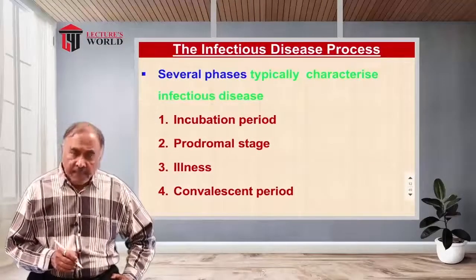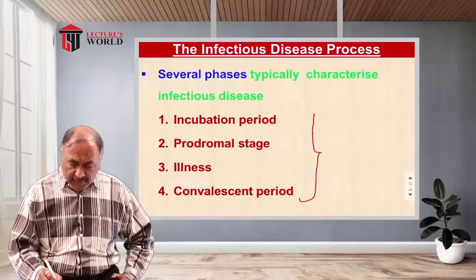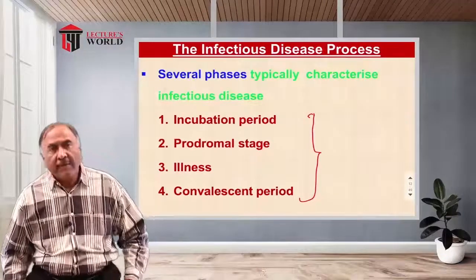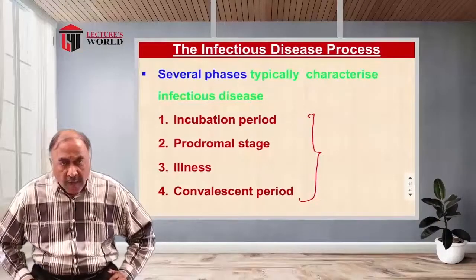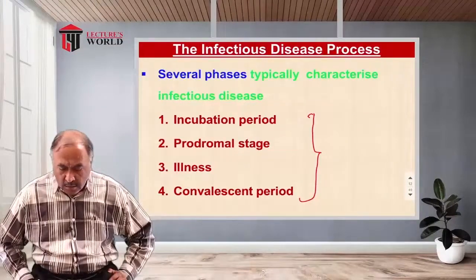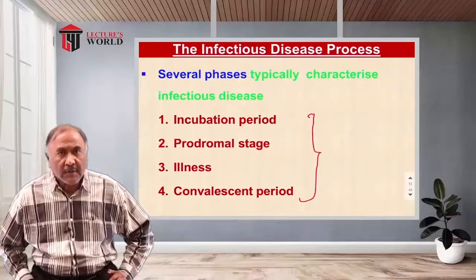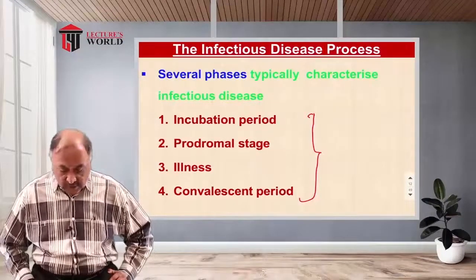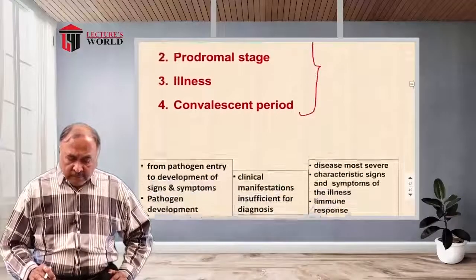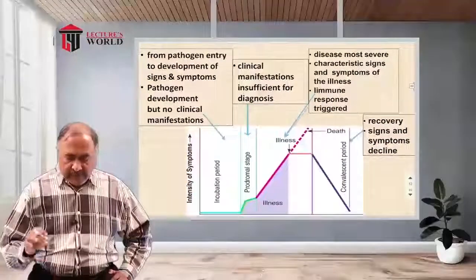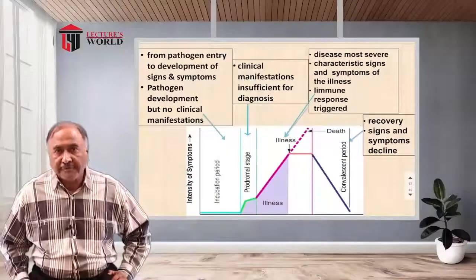For example, normally it follows 4 different stages. First one is the incubation period, followed by the prodromal stage. Third one is actual illness, and the fourth one is the convalescent period. This can be illustrated in a simple graph.